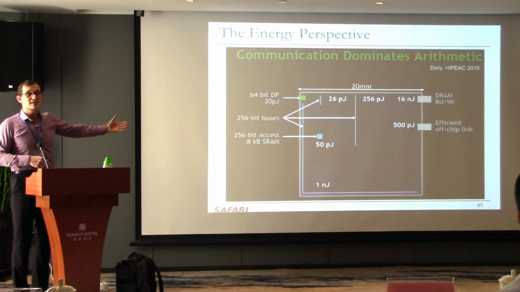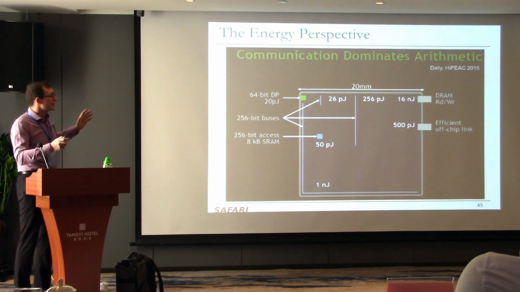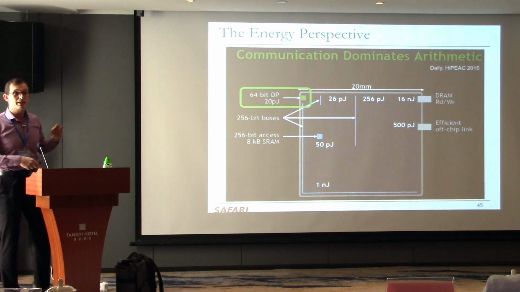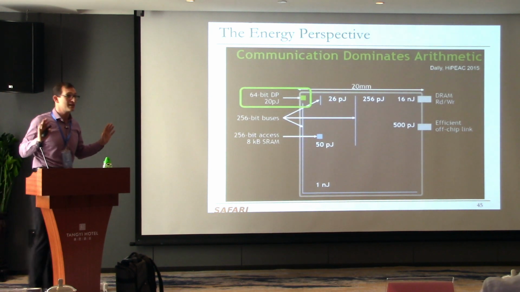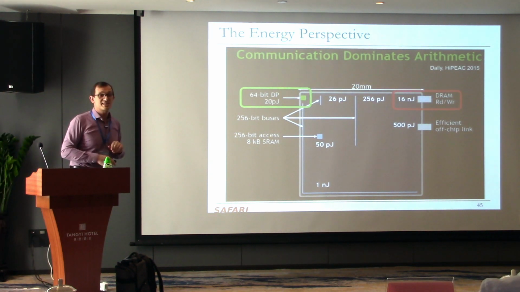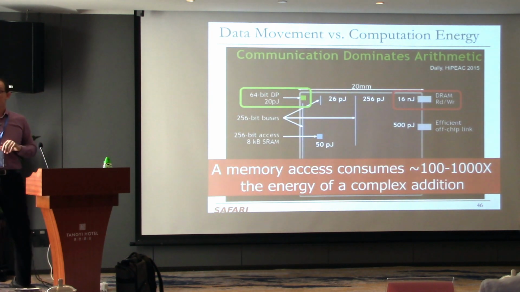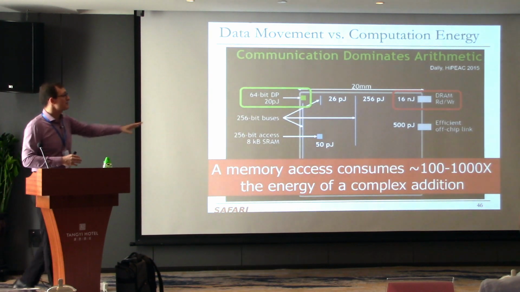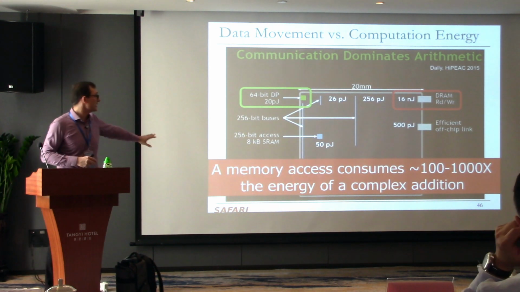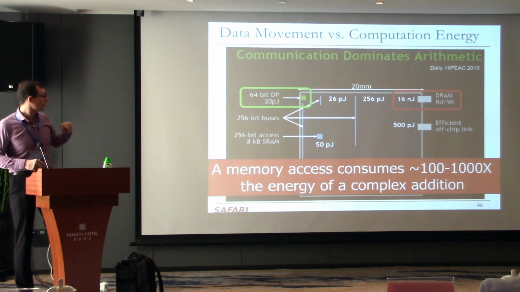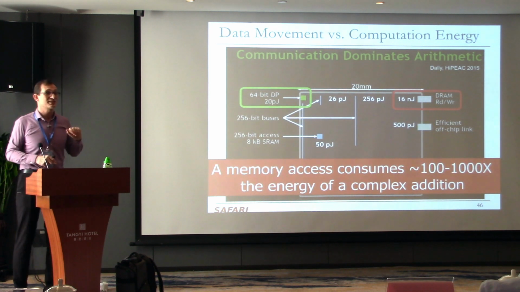Basically, he analyzes the cost of energy for different operations. A 64-bit double precision floating point operation, 20 picojoules. It's a complicated operation, actually, in today's systems. A DRAM read or write, 16 nanojoules. That's 800x. Okay, I'll take the liberty to make it 3 orders of magnitude. But basically, if you look at the numbers, it's between 2 to 3 orders of magnitude. A memory access, a single memory access, consumes 2 to 3 orders of magnitude more energy than a complex addition.